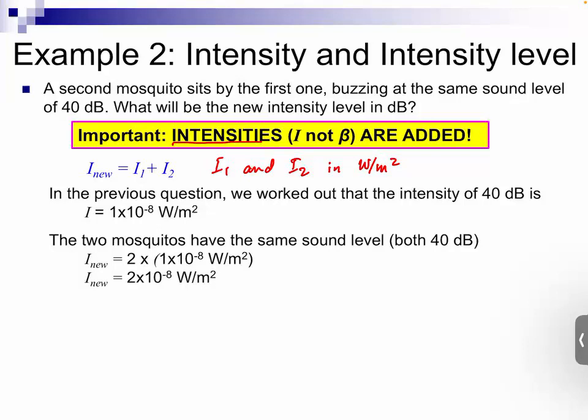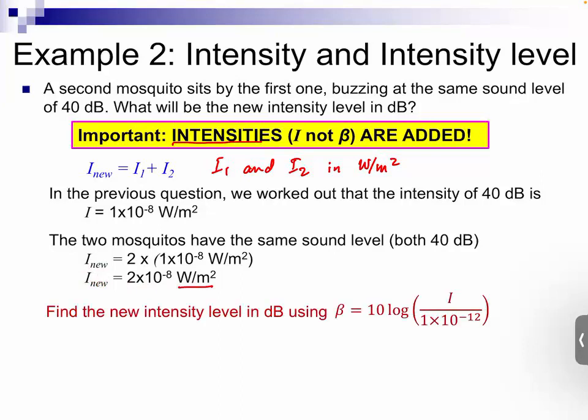So first find the intensity in watts per meter squared, and then convert that to intensity level in decibels. Once you know the intensity, it's converting watts per meter squared to decibels. You'll find that the new intensity level is 43 decibels and not 80 decibels.